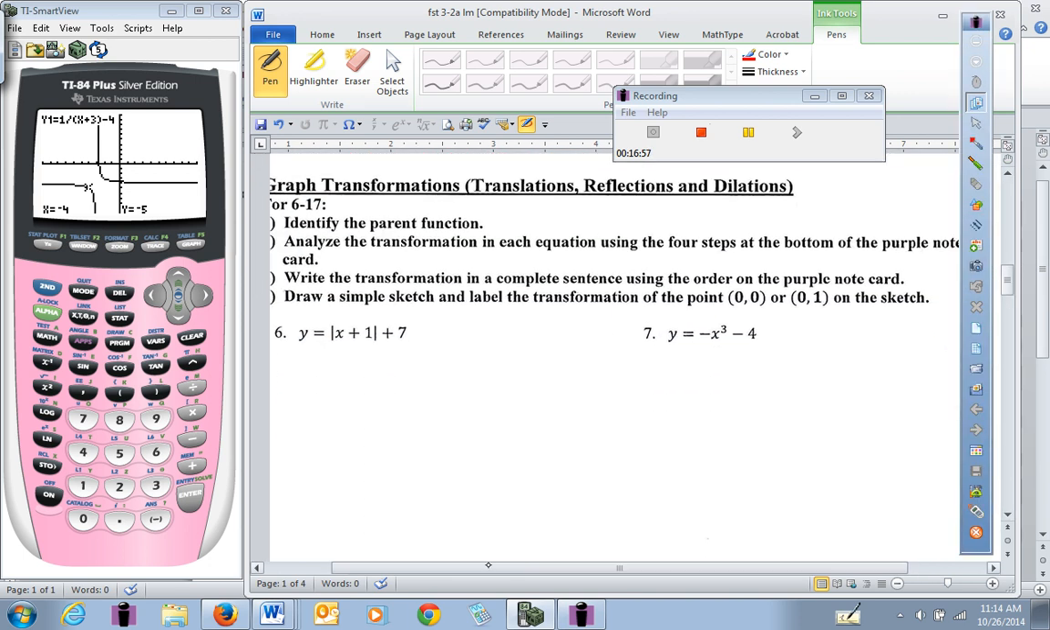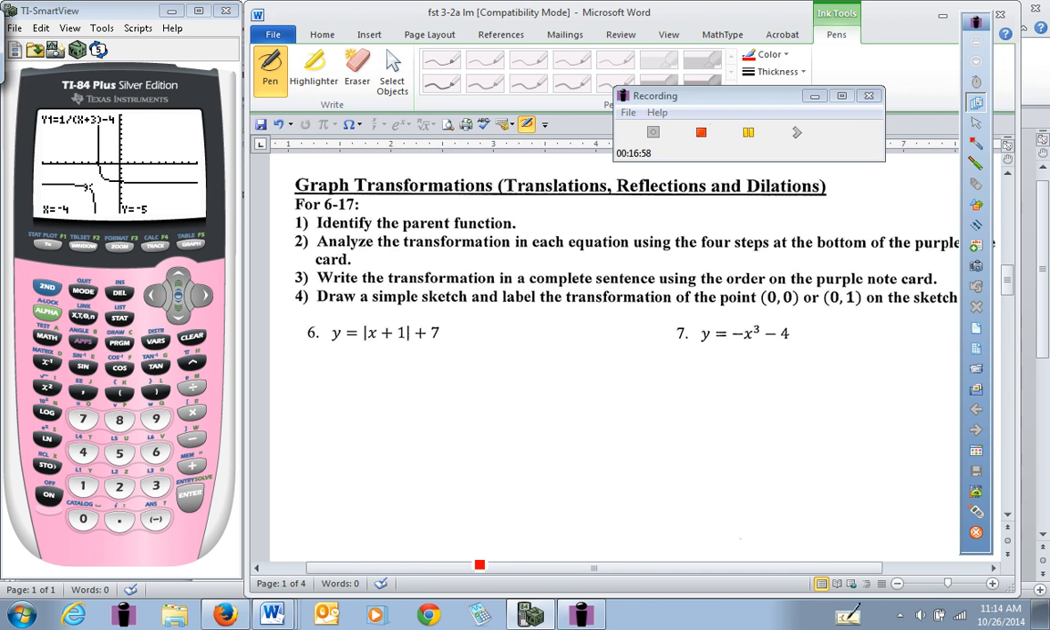Okay, now we're going to work on everything from the purple note card. So identifying the parent function, analyzing the transformation using the 4 steps at the bottom of the purple note card, and then writing the transformation in a complete sentence using the order on the purple note card, and then sketching a simple sketch and labeling the transformation to point 0, 0 or to 0, 1 on the sketch.